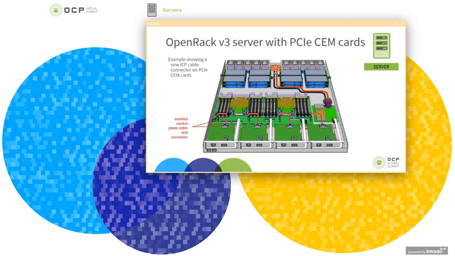Here's an example of what a cloud-native hardware platform might look like that implements an isolated control plane. You can see this OpenRack v3 server has PCI cards in it, and on the back of those PCI cards, we show a connector that connects this isolated control plane link onto the system board.